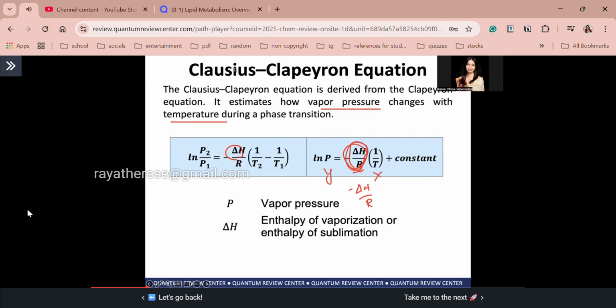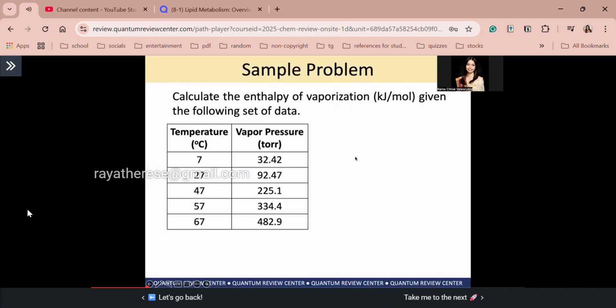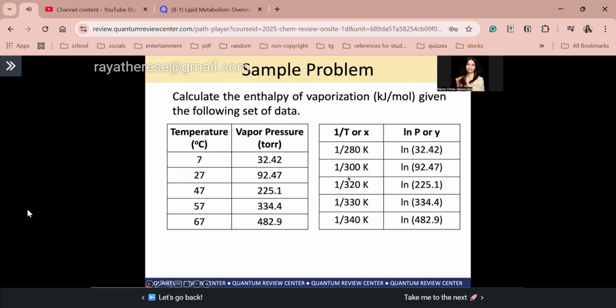Hope it's clear. With that, let's try to solve this sample problem. Calculate the enthalpy of vaporization in kilojoules per mole given the following set of data. So here we are given the set of data. Our X again is 1 over T, and our Y is ln P.